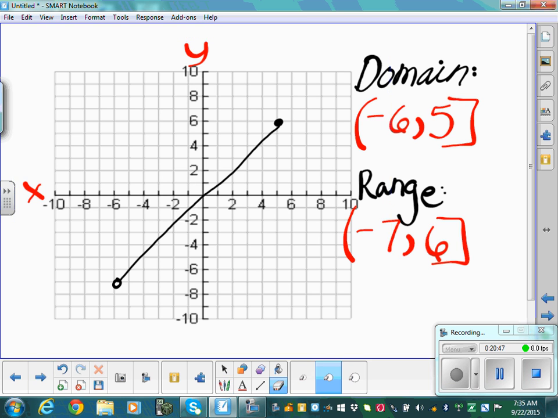This one's a little bit trickier, domain and range. Okay, ready? What if I drew this?